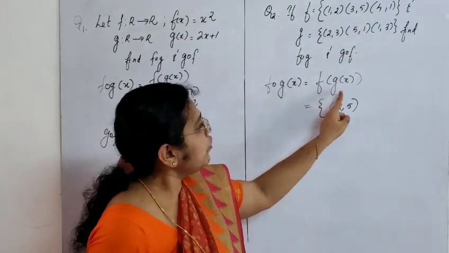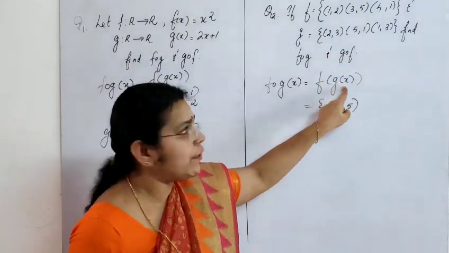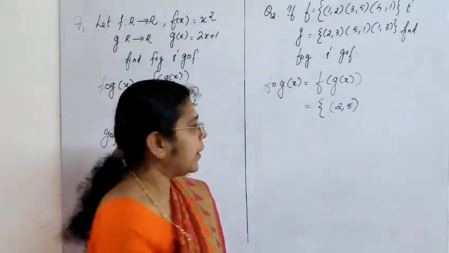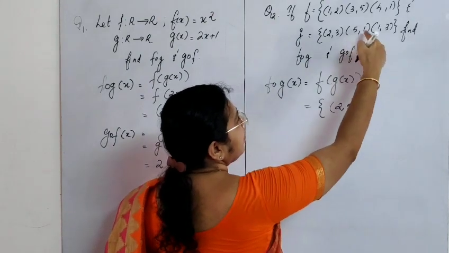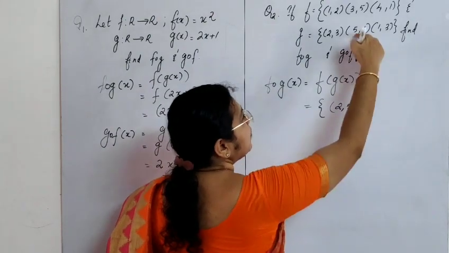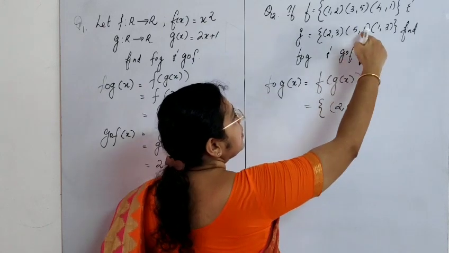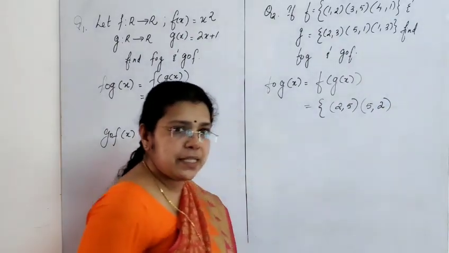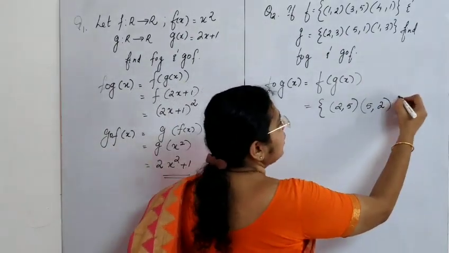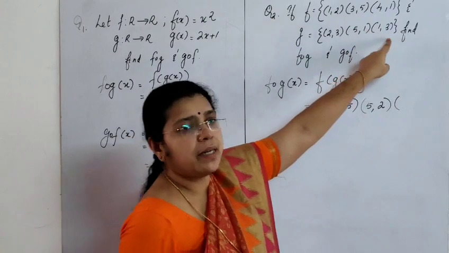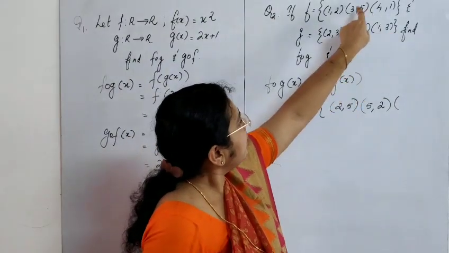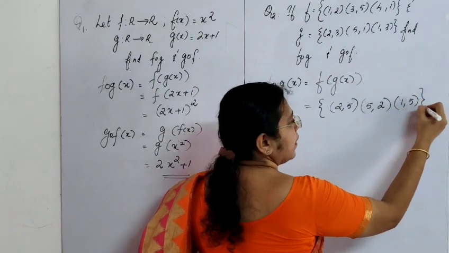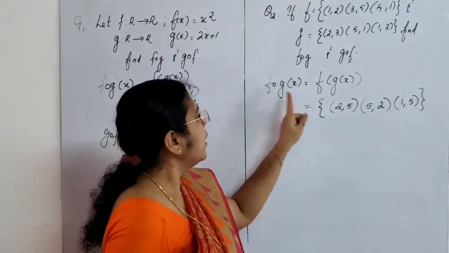So f of g of x is (2, 3), (3, 5). That is (2, 5), the first ordered pair. Now coming to the next element, (5, 1). So 5 is mapped to 1 by g, and then f maps 1 to 2, so 5 to 2. This is the easiest way of doing it. Just understand what it is and then proceed. Now the third element, (1, 3). Then in f, 3 goes to 5. So (1, 5). Am I clear?